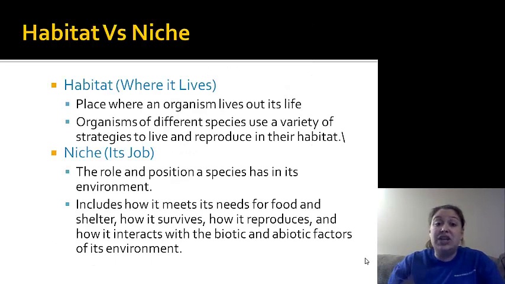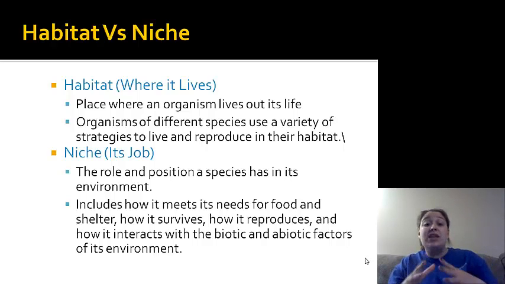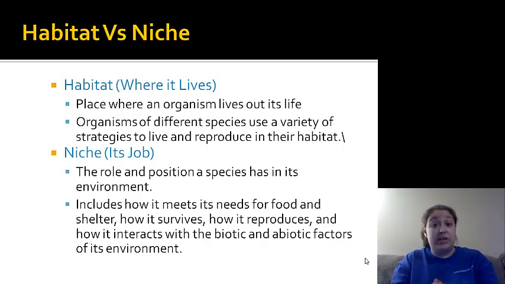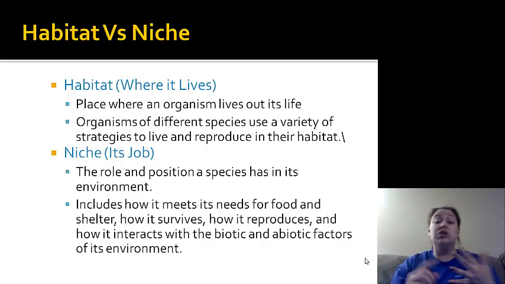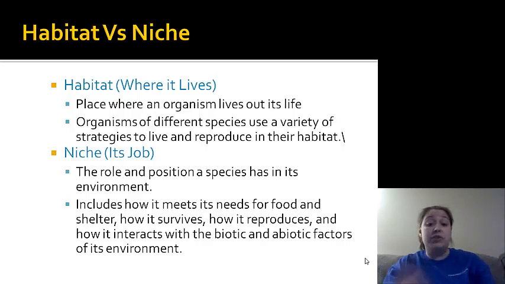Habitat versus niche. The habitat is where the organism lives. Now, organisms can use different strategies to help them live in a certain environment. Now, the niche is its job that it has. Every organism has a specific job that it does in its environment, or the role and position that it plays. This may be how it meets its needs for food, shelter, how it survives, how it reproduces, but it's its job.